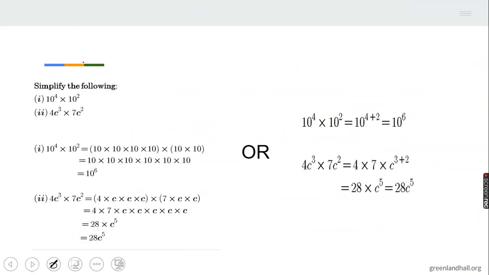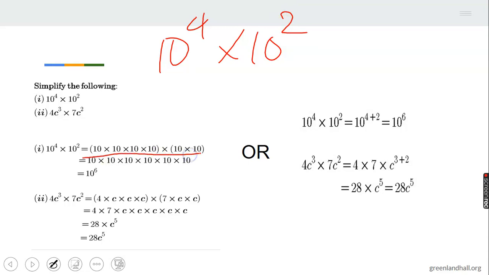Now we move. Look at the following example. We have 10 raised to power 4 times 10 raised to power 2. Using the expansion method, look at this 10 to power 4 and 10 to power 2. By the time you do the multiplication, you have 10 to power 6.